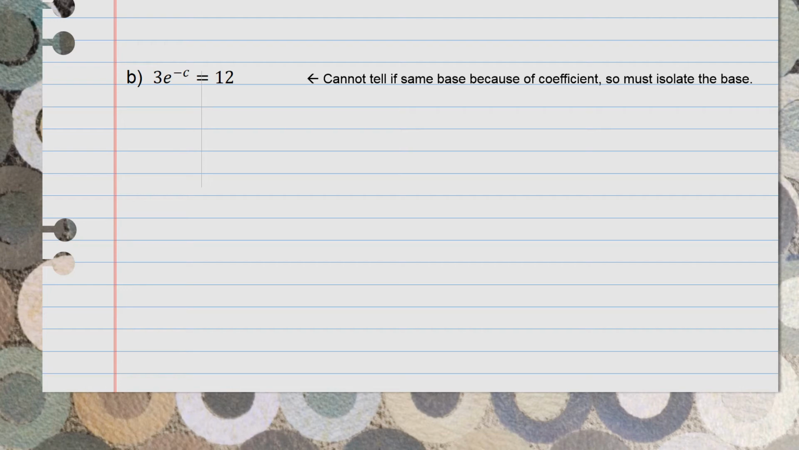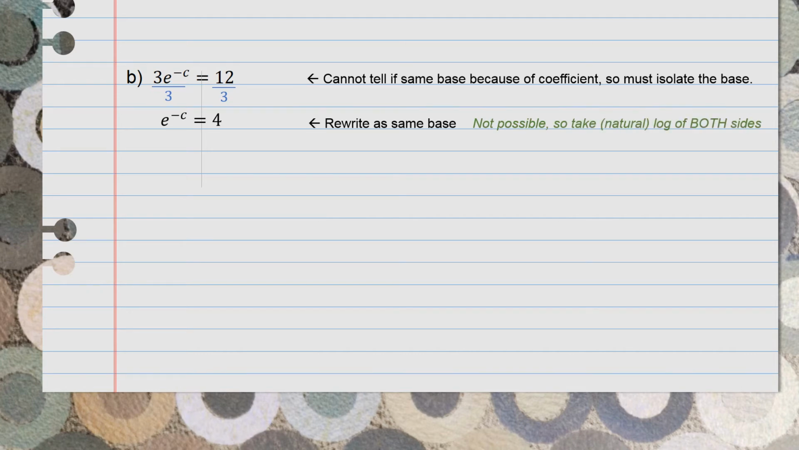So we must isolate the base. In order to do so, we need to divide the left side and the right side by the coefficient of 3. When we do that, that leaves us with e to the negative c equals 4. Now that we clearly see the bases, see if we can write them as the same base.